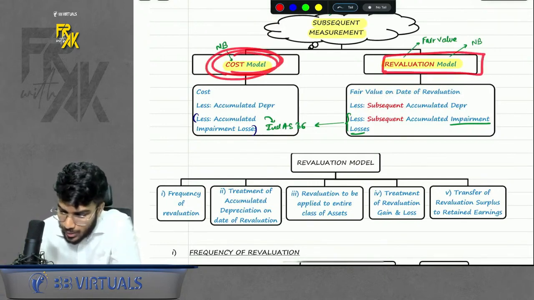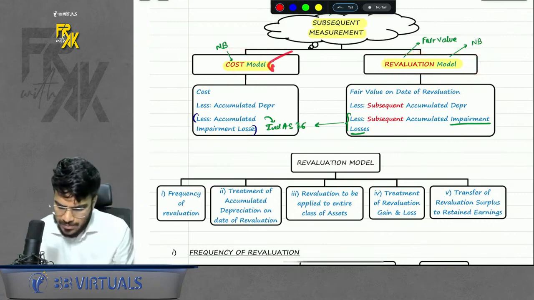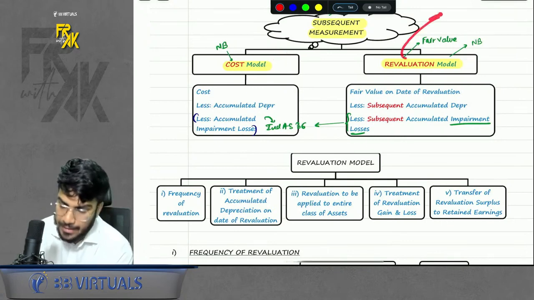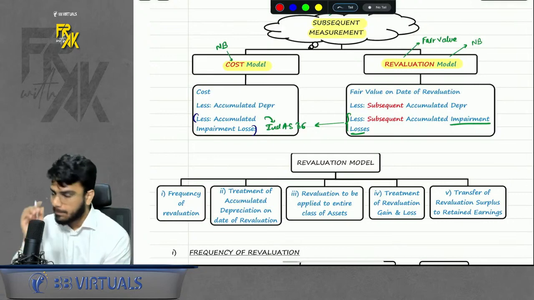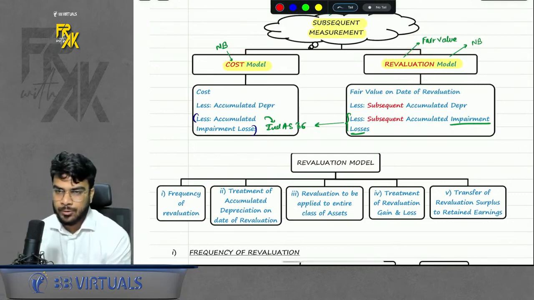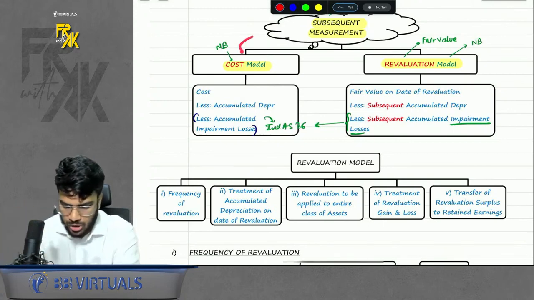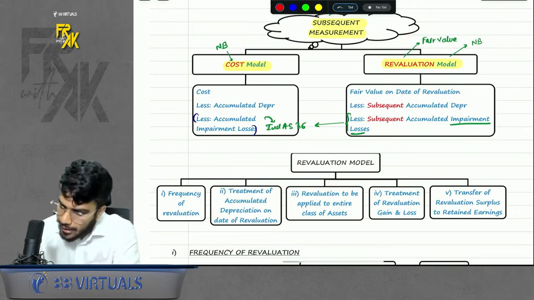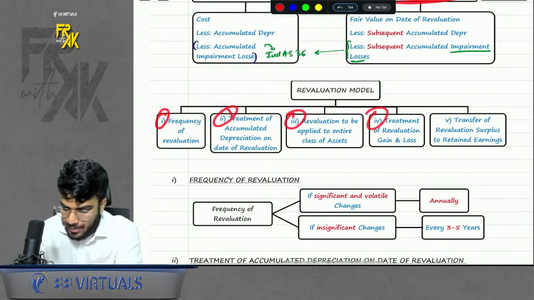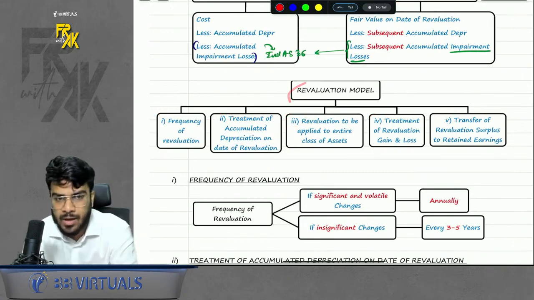Now, if you are choosing the revaluation model, first of all, does the company have a choice between these two, or does the company have to follow one prescribed by IND AS? Does IND AS prescribe certain companies to follow this and some of them to follow that, or can the company choose on their own? The companies can choose the model on their own. They have the option. They can either follow cost or revaluation. If you are following revaluation, there are 5 more points to be discussed.